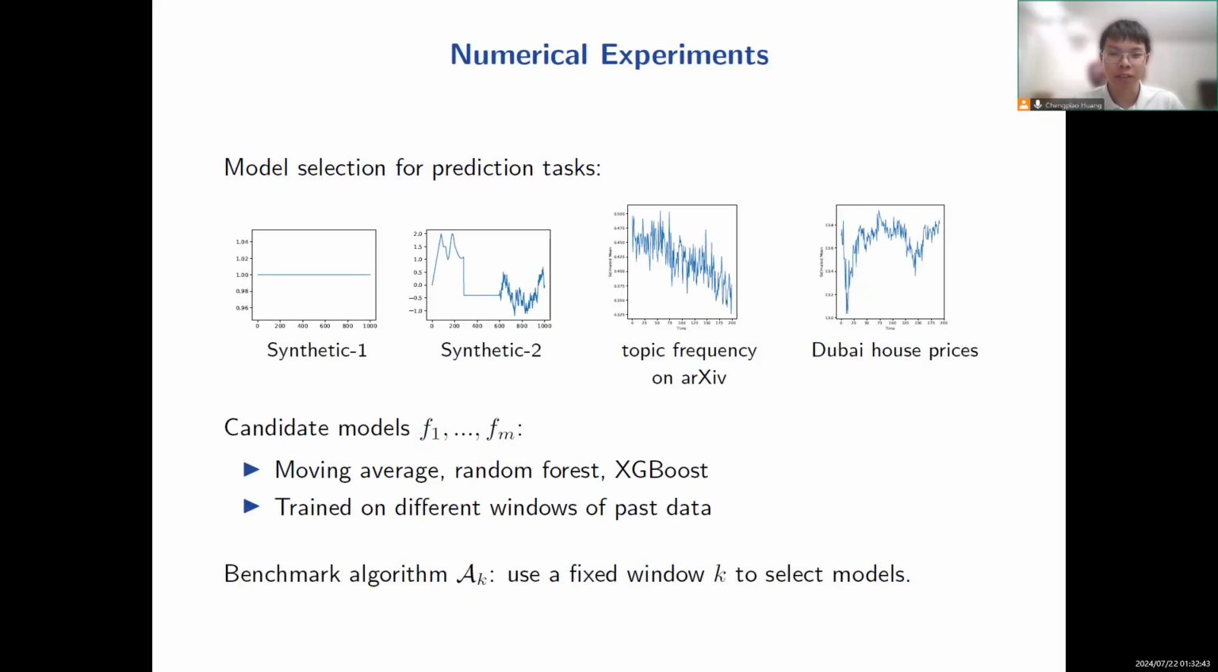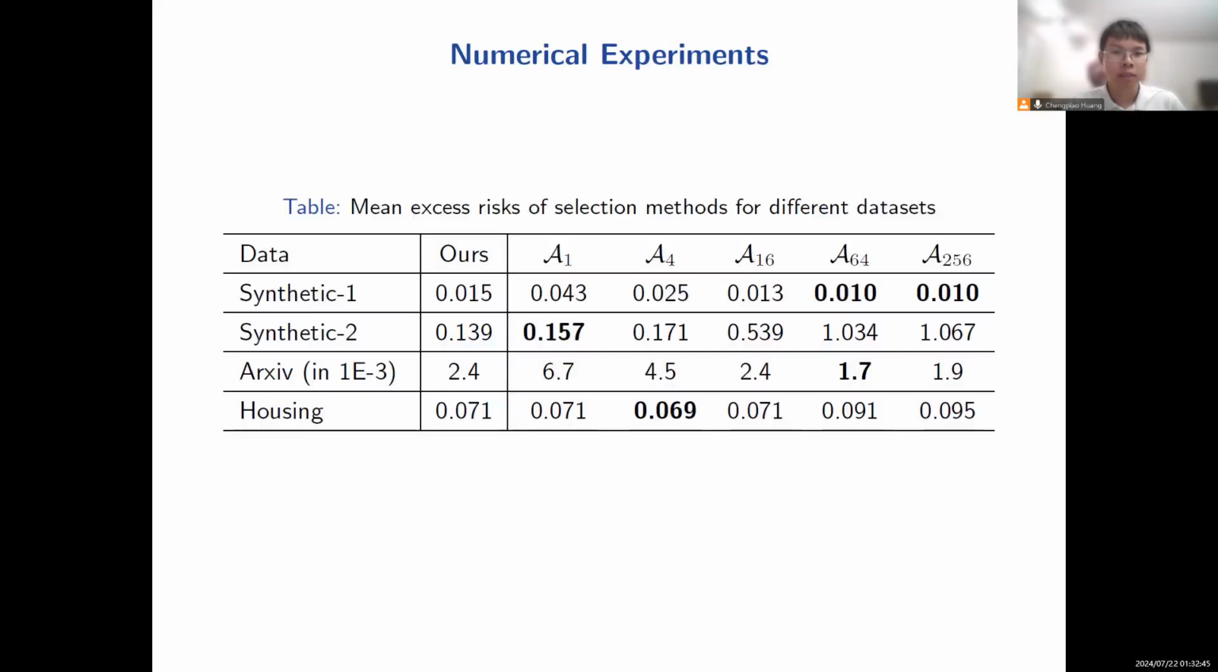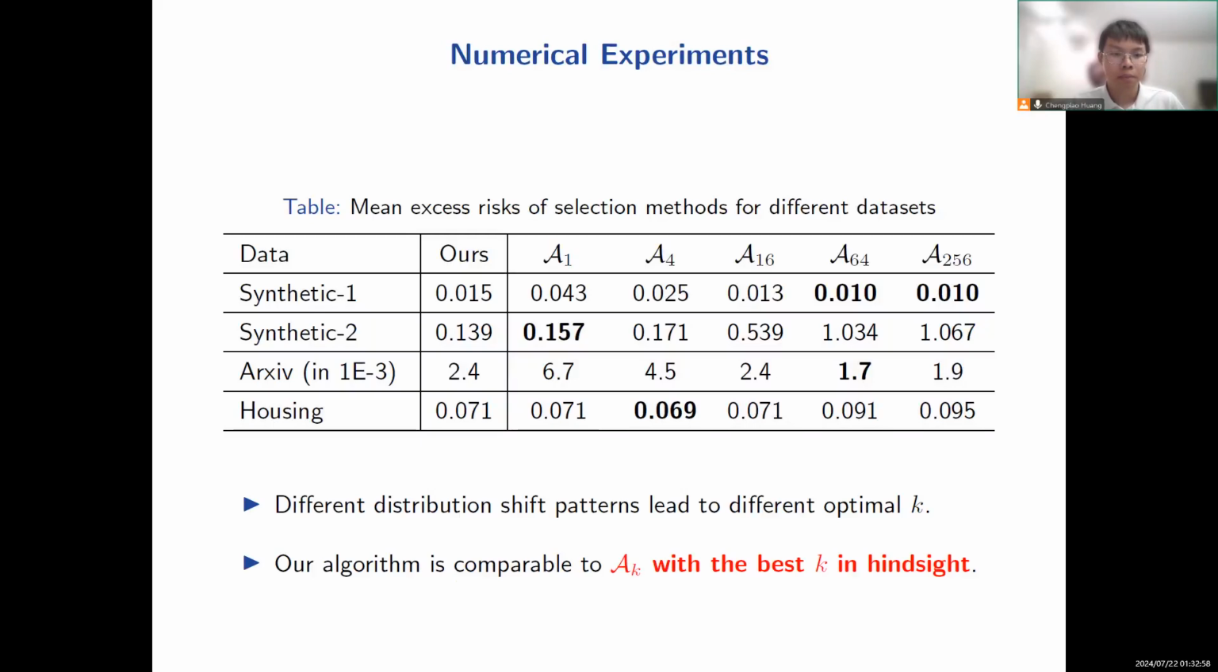We will compare our adaptive window algorithm to benchmark algorithms that only use a fixed amount of past data to do model selection. Our results show that for different datasets, due to the different distribution shift patterns, the optimal amount of past data to use is different. But our adaptive algorithm is always comparable to the best fixed window algorithm. So this shows that our algorithm adapts to the unknown distribution shift.